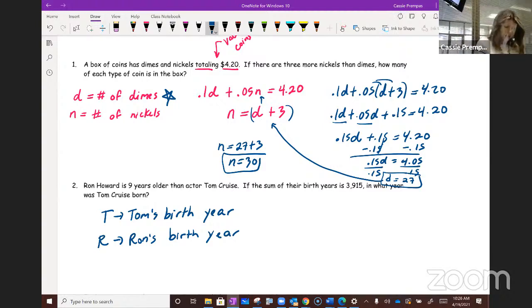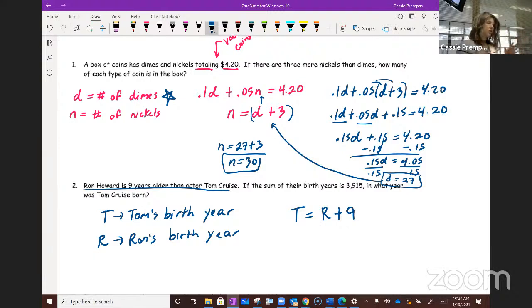Okay, now let's start one sentence at a time. Ron Howard is 9 years older than actor Tom Cruise. I like to start with the bigger number. Think about somebody that you're older than. Think about the year that you were born and the year that they were born. Who has the higher value of the year? The younger one. So I'm going to start with Tom. Tom is the younger one, so his year value should have more. How much more? Tom is going to equal R plus what? 9. Exactly right. Tom is the younger guy, so his birth year is bigger.